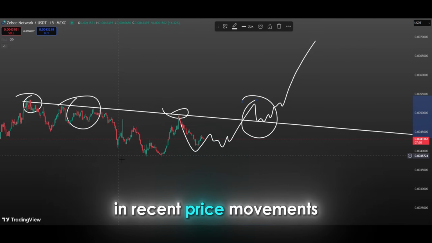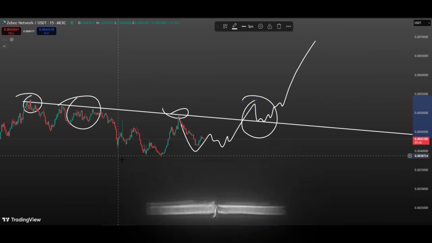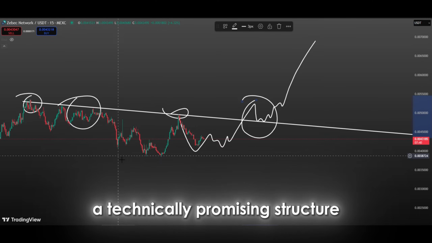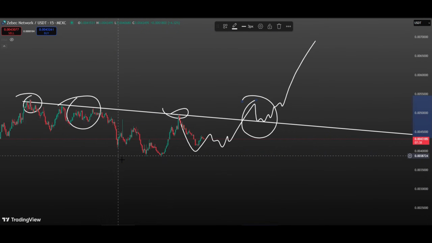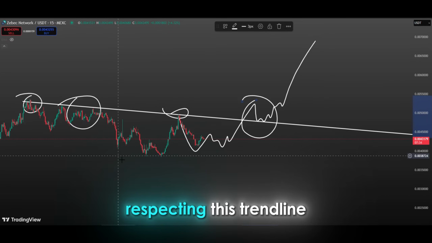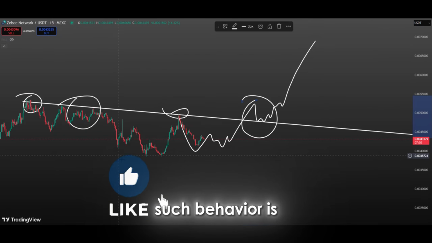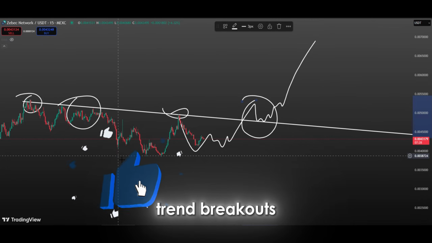In recent price movements, a structure has formed where the price moved toward and made contact with this trend line. While this may appear to be a standard resistance touch, it actually contains a technically promising structure beneath the surface. This contact shows that the price is now respecting this trend line and acknowledging it as a significant technical level. Such behavior is often typical before trend breakouts.